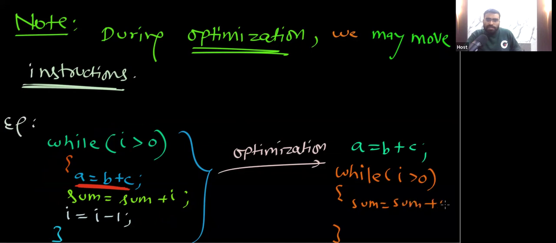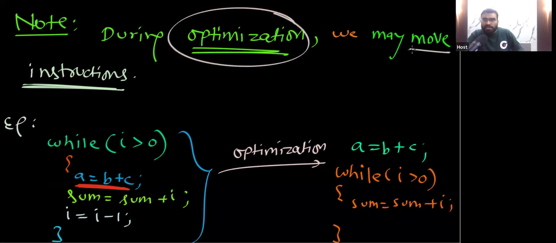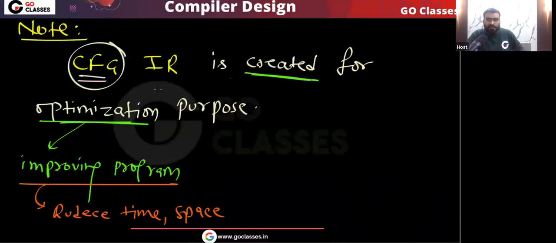So this is a very simple optimization. Do you agree with me that during optimization, we move instructions? Now let me tell you, this control flow graph we create for optimization purpose, and when you do optimization, then you can move instructions.